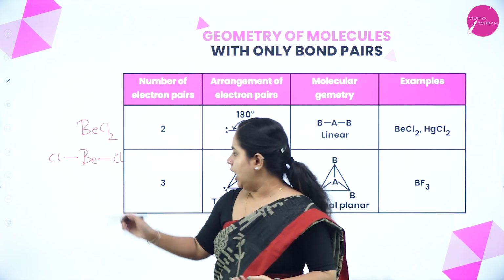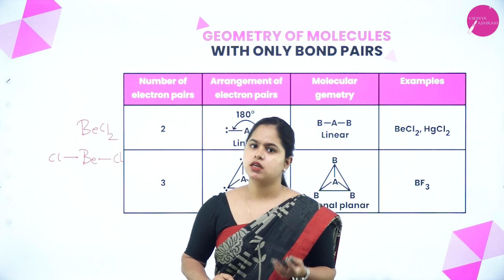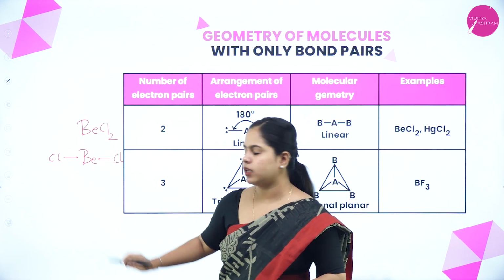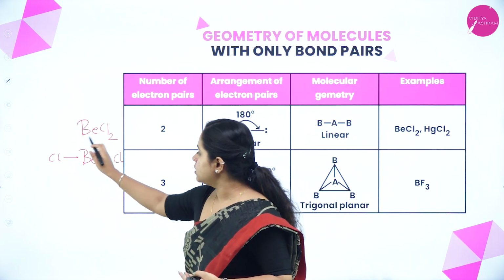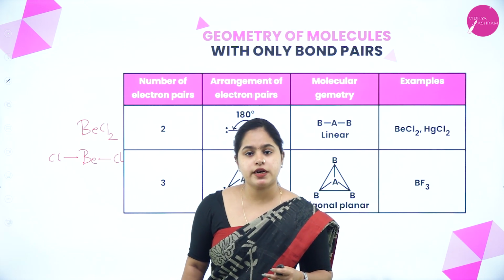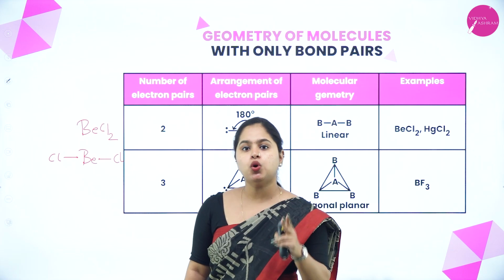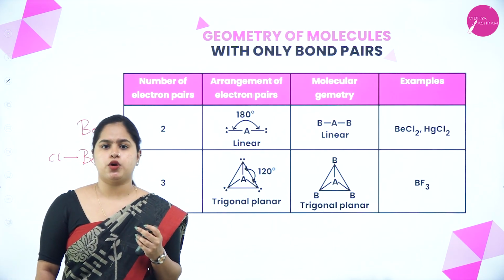Only 2 bond pairs, and around the central atom, are you able to see any lone pairs? No, right? Lone pairs are present in the chlorine atoms, but that we are not considering. Only around the central atom you have to consider. So around the central atom, no lone pairs, only bond pairs. So how many electron pairs are there? Bond pairs are 2. That means a total of 2 electron pairs are there.